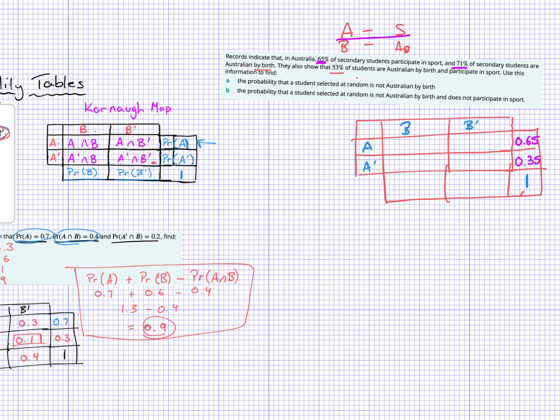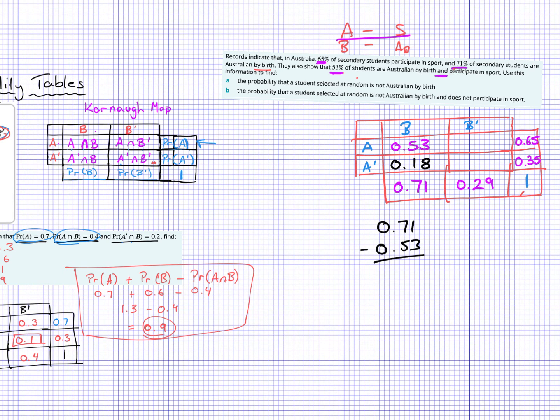71% are Australian by birth. So this is this one here, 0.71, and that means this is 0.29. All right, and then it says 53% are Australian and participate, and that is this first box here, so 0.53. All right, so we've started to get some ideas here about where we can go from there. So we just start jotting in or calculating the missing values. So from 0.53 to make 0.71, if your maths is good, then you can just subtract those two and you should get 0.18.